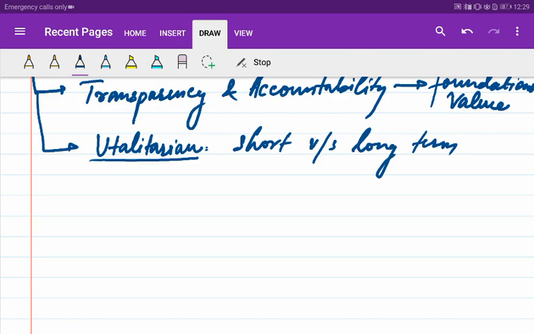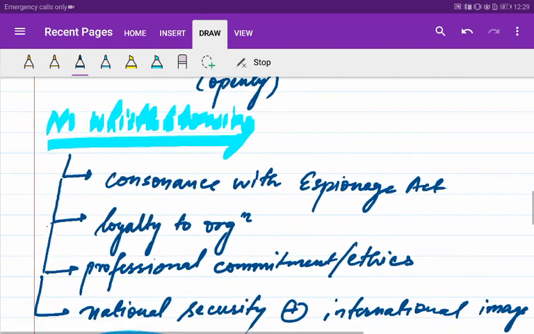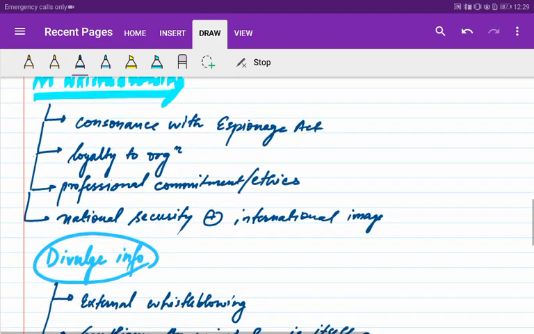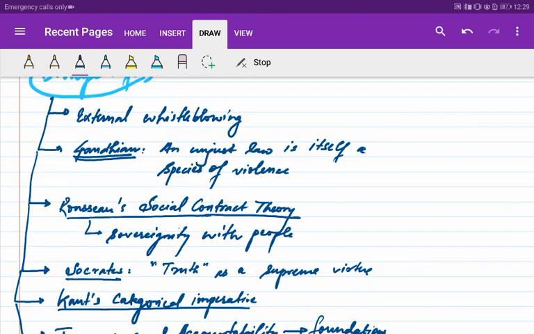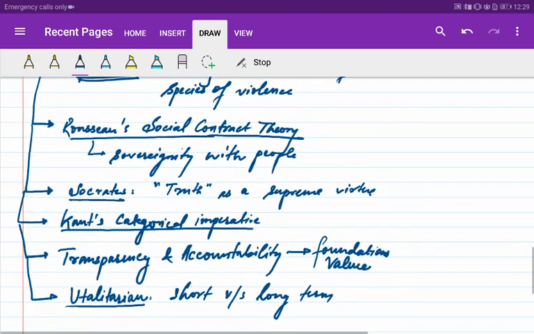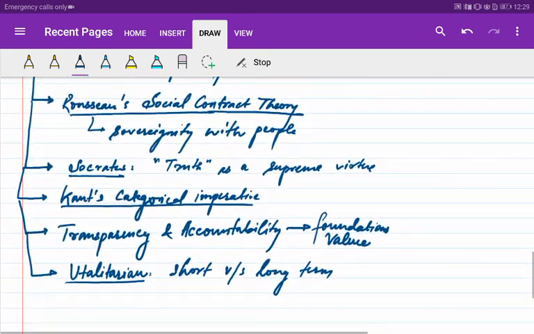So these could be the arguments in favor of divulging the information. If one must argue that the step taken by Edward Snowden was correct, it would be for the following reasons. We have argued it through external whistleblowing, which is the legal component of it. Similarly, we have tried to argue it from the Gandhian perspective, the social contract theory perspective, the Kantian as well as the utilitarian perspective. So we have tried to argue the same action through multiple theories. This is the analysis part of the question. Now comes the conclusion.